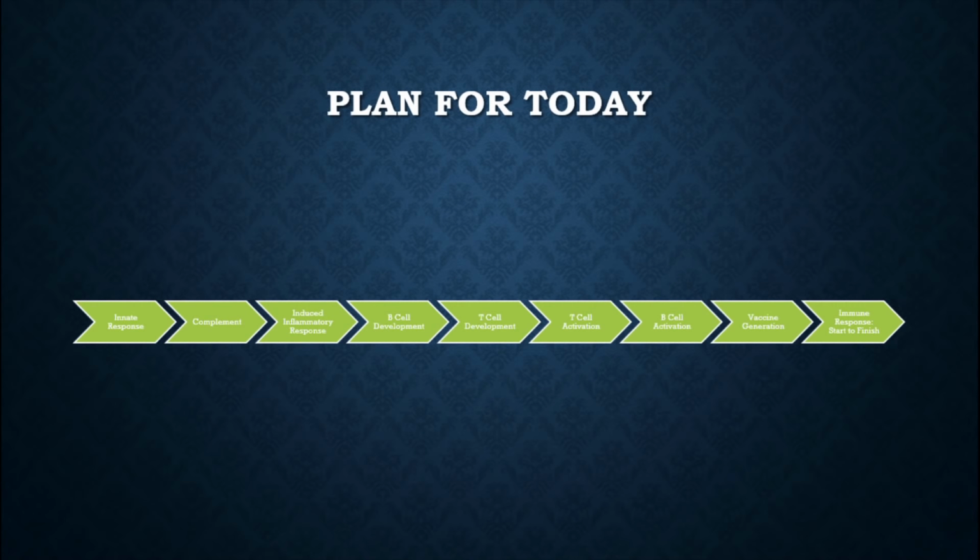So the plan for today, I'm going to start with talking about the innate immune response. With that, we're going to talk about the beginning of complement, and we're going to talk about the induced inflammatory response. Then the adaptive immune response, B cells and T cells. We're going to talk about their activation, and then we're going to summarize with vaccines and start to finish.